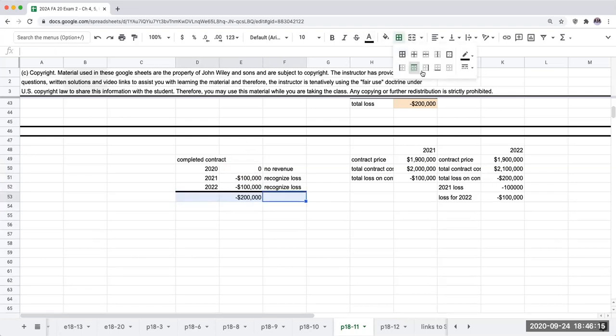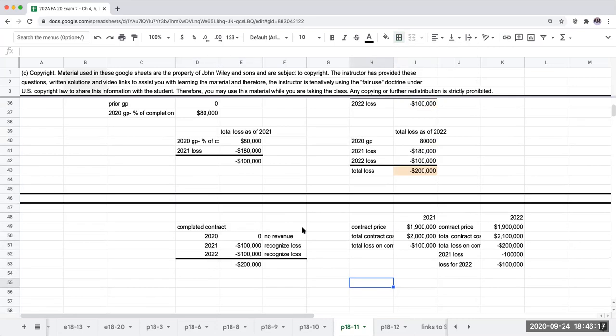This is a reminder to ourselves that under both the completed contract method as well as the percentage of completion, the total amount of the gain or loss that we recognize is going to be the same. The only difference is in terms of timing.